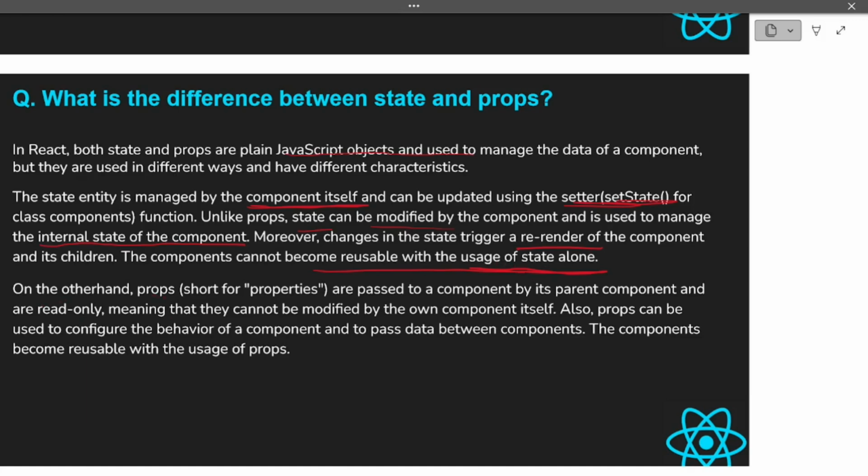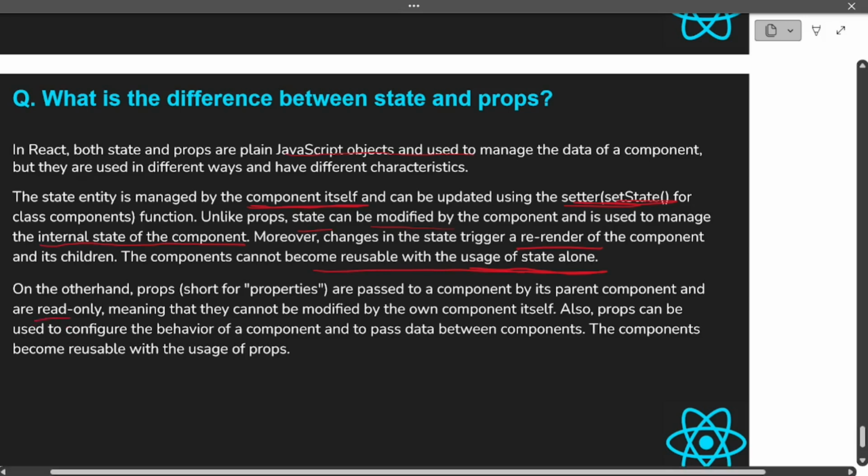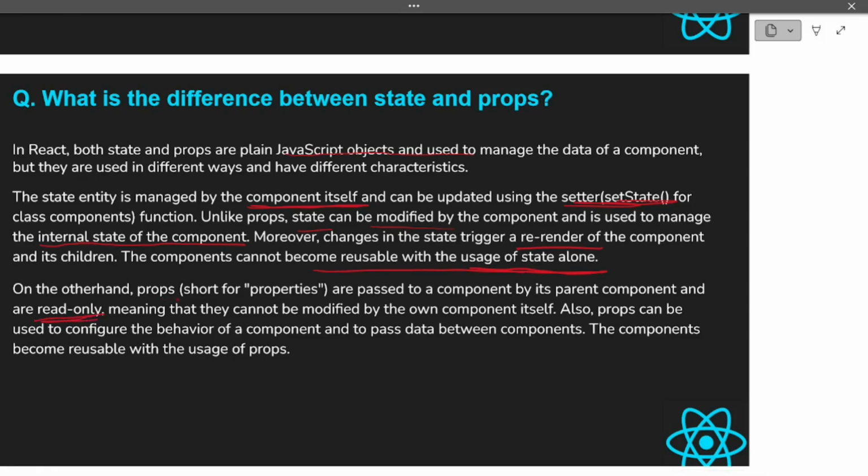On the other hand, props, which is short for properties, are passed to a component by its parent component and are read only. This is very important, that props are read only and the value of props cannot be changed by the child components. If the value needs to be changed, then it can only be done by the parent component, meaning that they cannot be modified by the component itself. Also, props can be used to configure the behavior of a component and to pass data between components. The components become reusable with the usage of props.